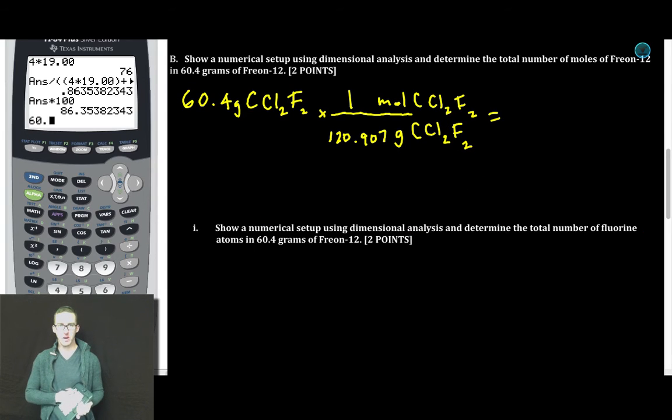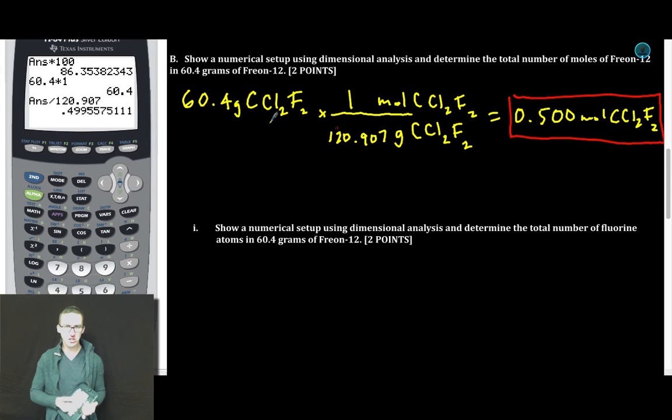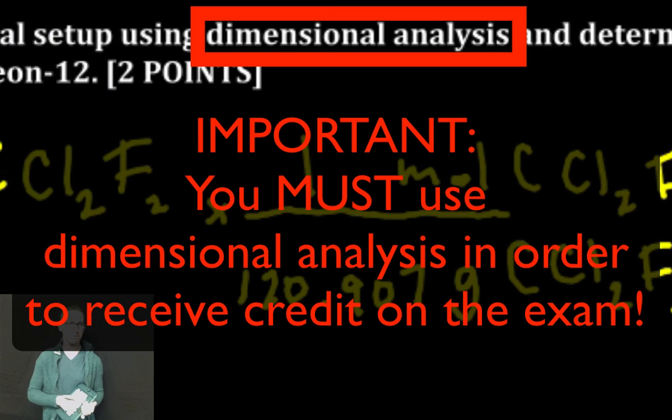Calculator time. 60.4 times 1, answer, divided by 120.907. If I round this to 3 sig figs, I get 0.500 moles of Freon 12. Boom. Answer using dimensional analysis.